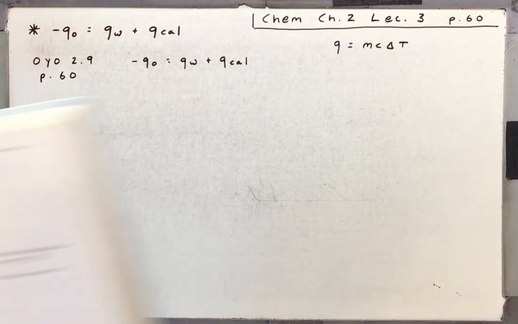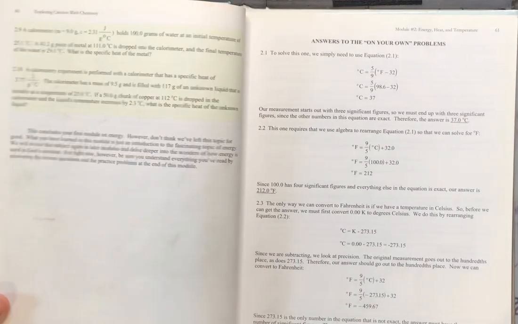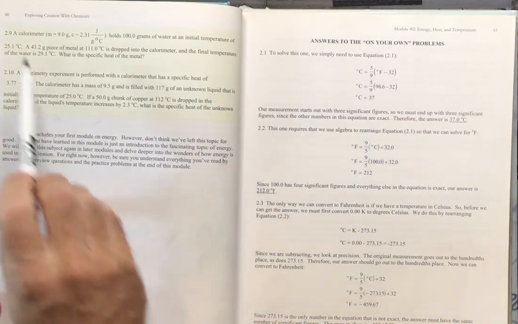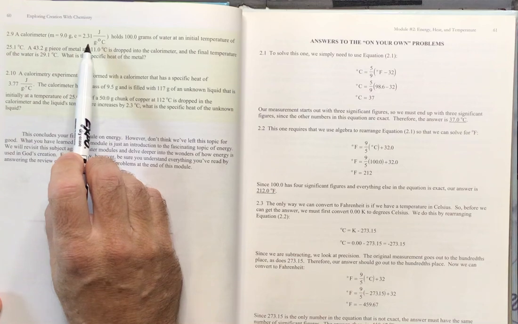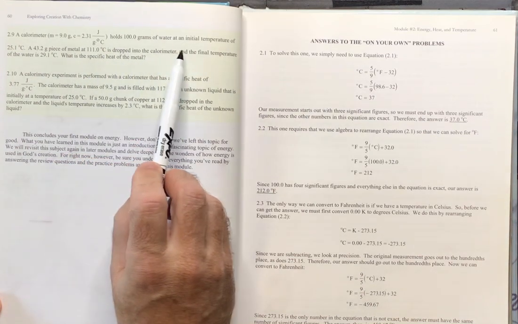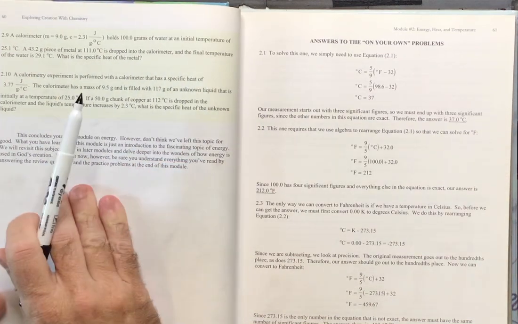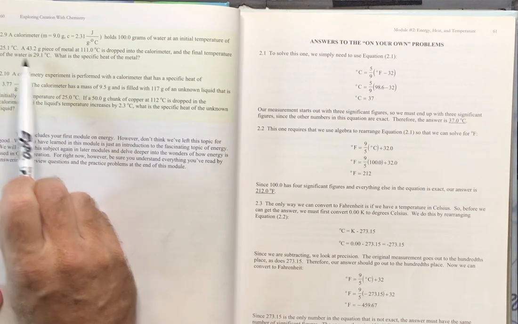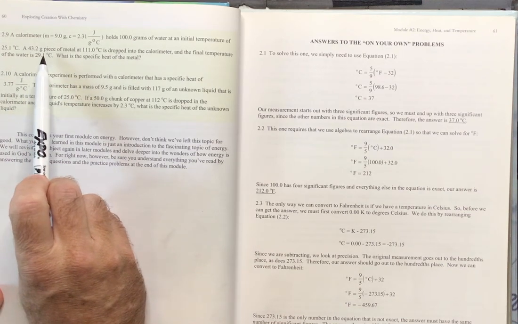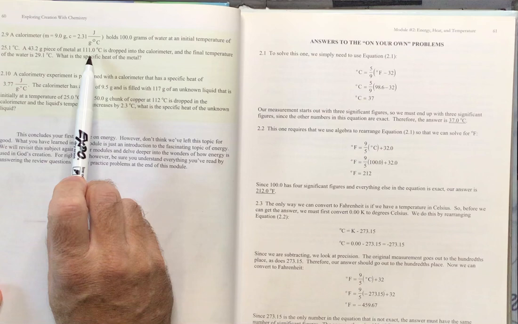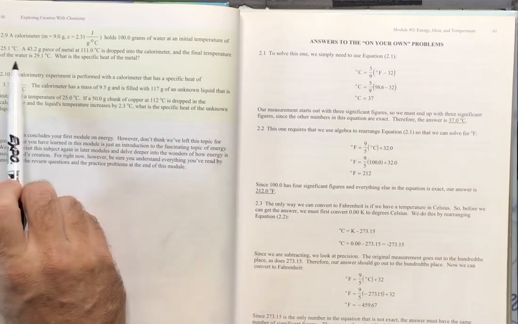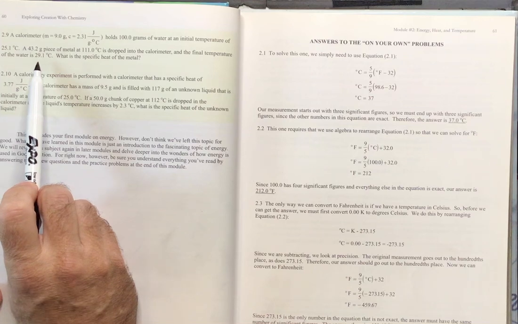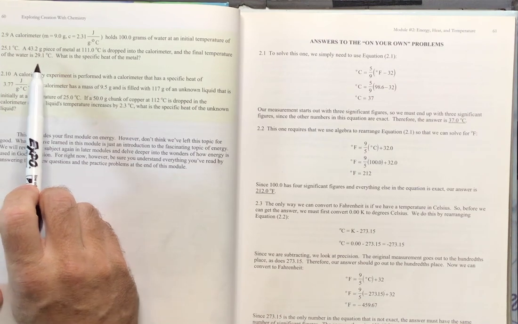So let's take a look at page 60. Problem 2.9 says a calorimeter, and there we have the mass and the specific heat of that calorimeter, holds 100 grams of water at an initial temperature of 25.1 degrees C. A 43.2 gram piece of metal at 111 degrees Celsius is dropped into the calorimeter, and the final temperature of the water is 29.1 degrees C. What is the specific heat of the metal?